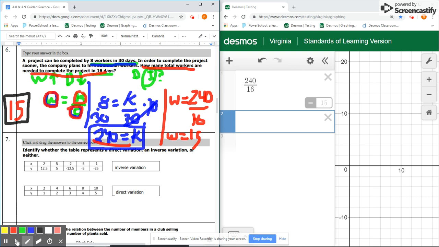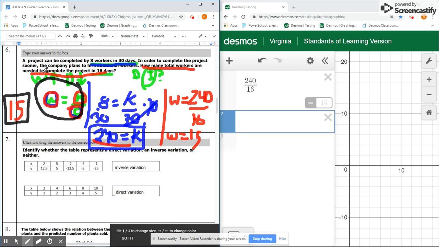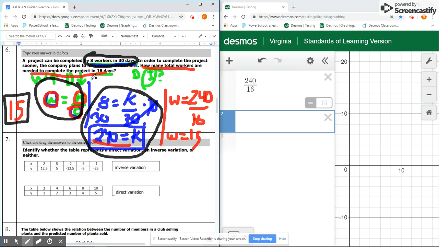Okay, so again, that one looks like a lot of work. It was only 3 simple steps. 1, we needed the equation. So we talked in green here about whether it was direct or inverse, and wrote an equation. 2, we needed to find K. So we took the first piece of information, 8 workers in 30 days. We plugged it in, found our K. And with the last equation, we wanted to know how many workers for 16 days. So we plugged in 240 for K, 16 for the days, and we found how many workers were needed.